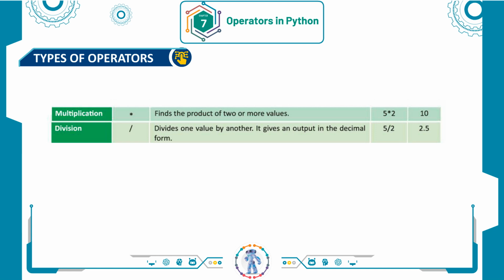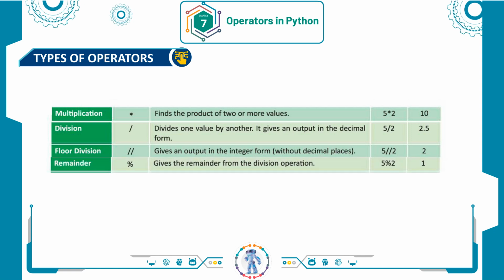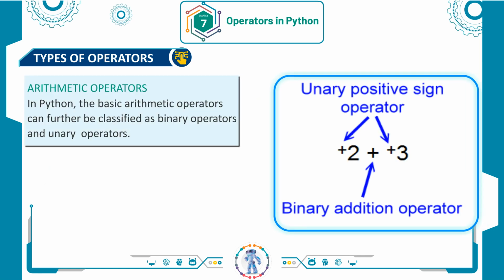5 / 2 gives 2.5. Floor division: gives an output in the integer form without decimal places. 5 // 2 gives 2. Remainder, percent: gives the remainder from the division operation. 5 % 2 gives 1. Exponentiation, double asterisk: raises the number on the left to the power of the number on the right. 5 ** 2 gives 25. In Python, the basic arithmetic operators can further be classified as binary operators and unary operators.